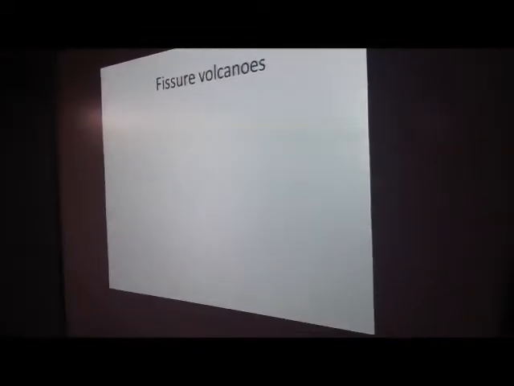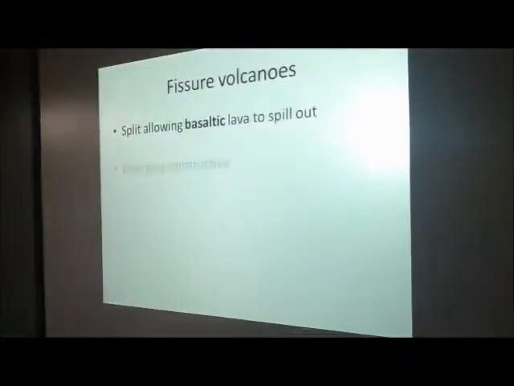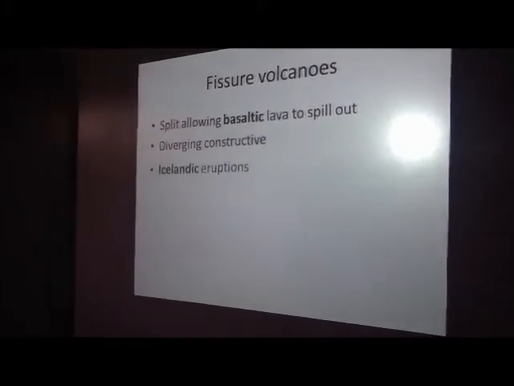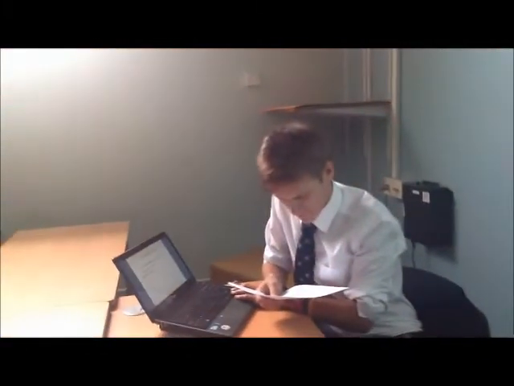Right, so next up we've got fissure volcanoes. These occur at elongated splits in the Earth's crust at diverging constructive plate boundaries to allow mafic or basaltic lava to spill out. Mafic lava has a low viscosity due to 50% silica content. Therefore, gas can easily escape and pressure is not built up. The resulting Icelandic eruption is predictable, frequent and not very explosive.